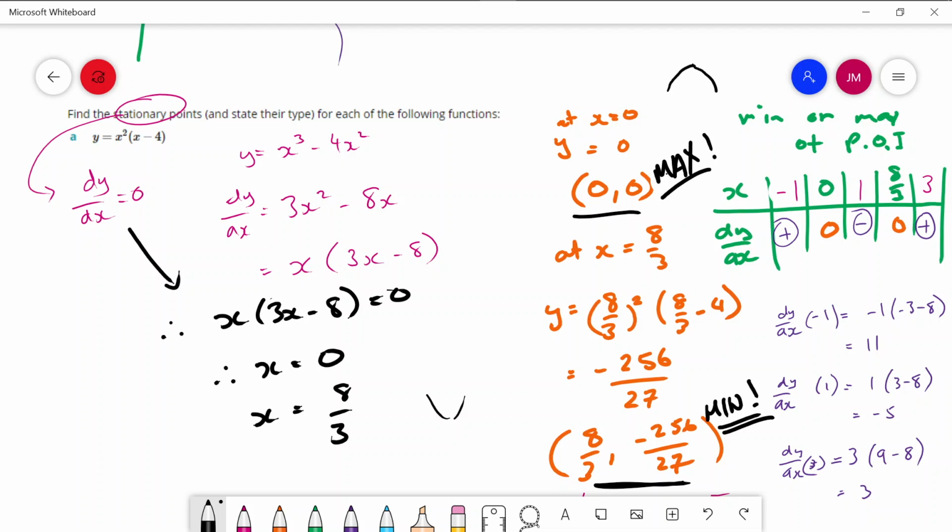Okay? Like I said, some of the calculations, the algebra might get a little bit trickier, but all we're looking at is whether it is positive or negative on either side, and that helps you visualize it without actually sketching the entire graph.